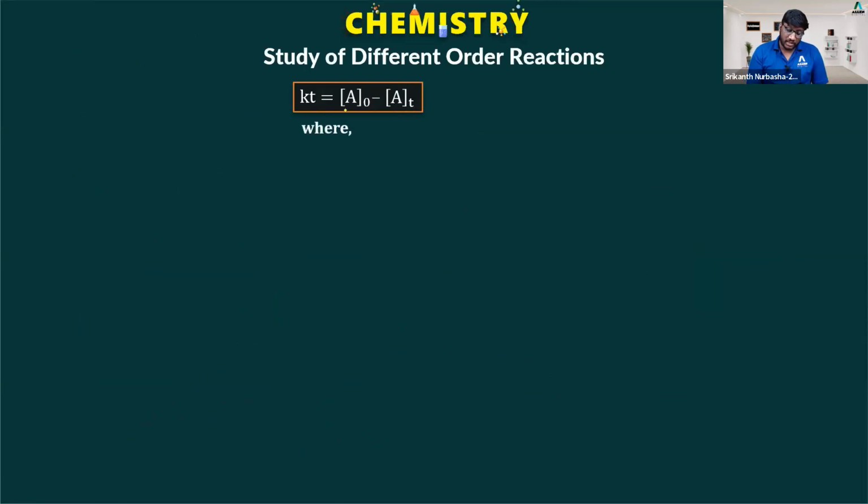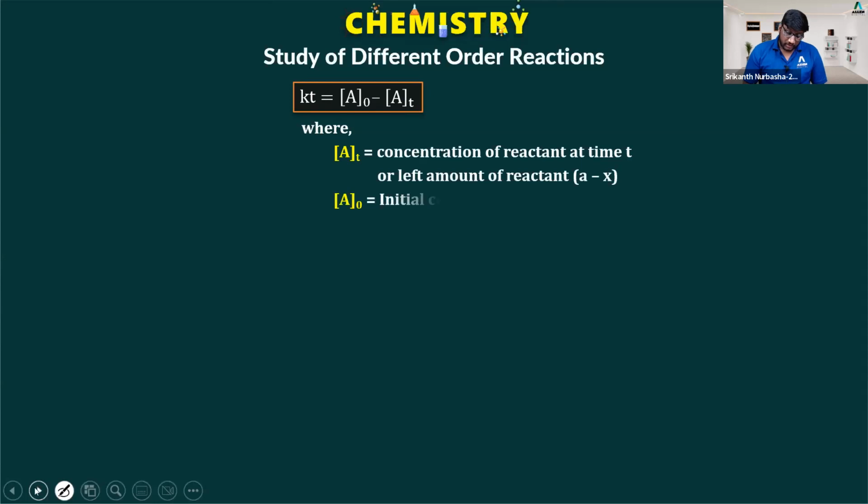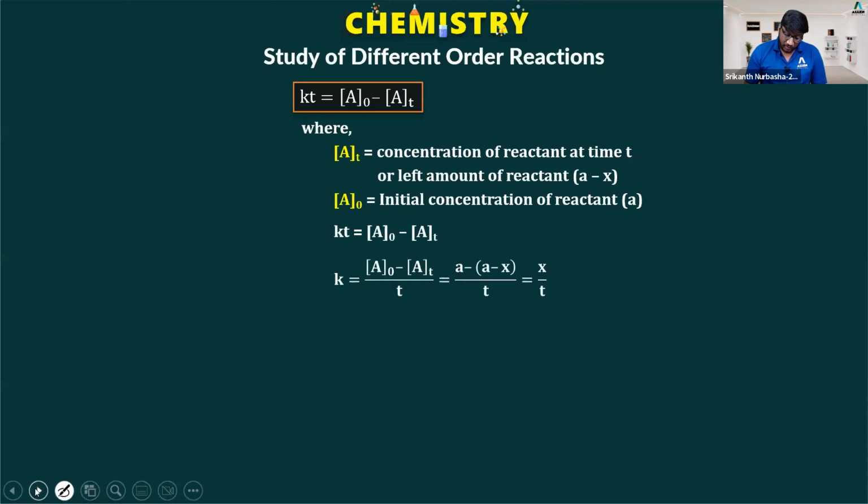Kt is equal to concentration of A at time 0 minus concentration of A at time t. Concentration of A at time t is A minus x, concentration of A at time 0 is A. So Kt is equal to A minus (A minus x), or x is equal to Kt. This is also an equation. What is x? x is the amount of reactant that has been consumed.